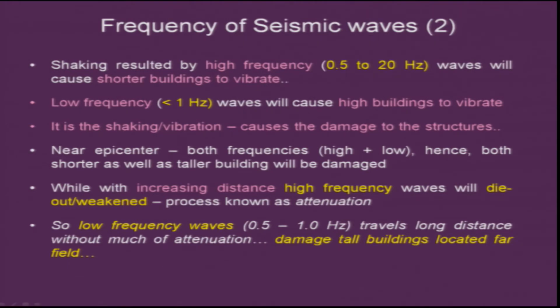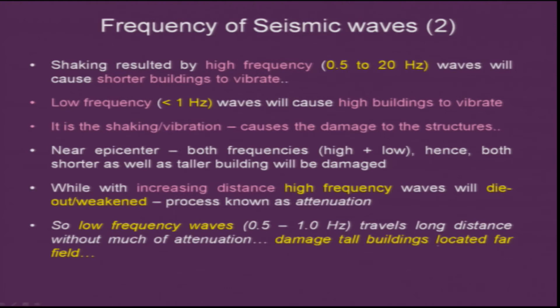So this is important: near the epicenter both high and low frequencies will be generated, and both types of buildings, taller and shorter, are expected to be damaged. Whereas with increasing distance, the high frequency waves, as we were saying, will die out, so they will not affect the shorter buildings. But the taller buildings, because the low frequency waves have a tendency to travel far distances, will be damaged also. So this was the last part which we discussed.